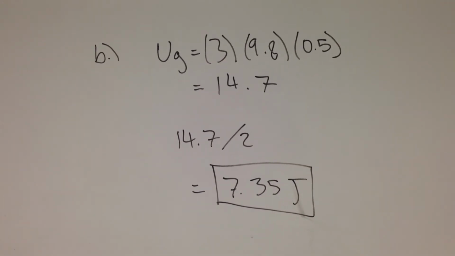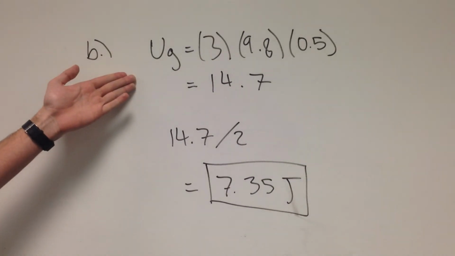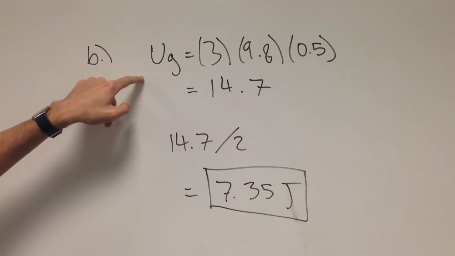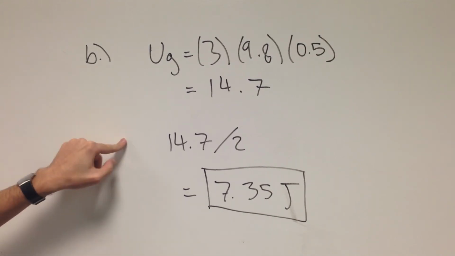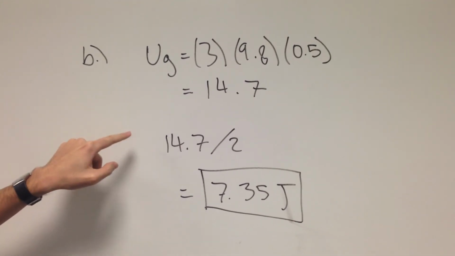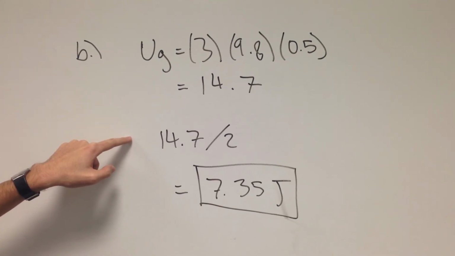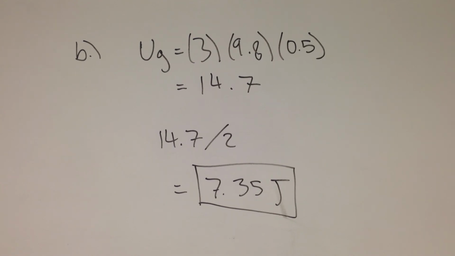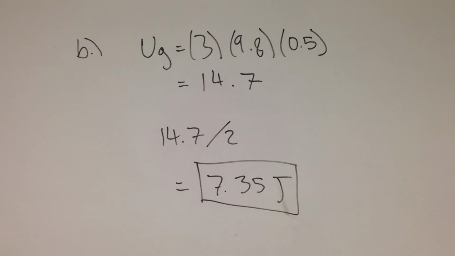So it's very similar here. We have its total potential energy of 14.7, but since it's perfectly horizontal, it will only require half of that energy, and so the total energy lost due to friction is 7.35 joules.